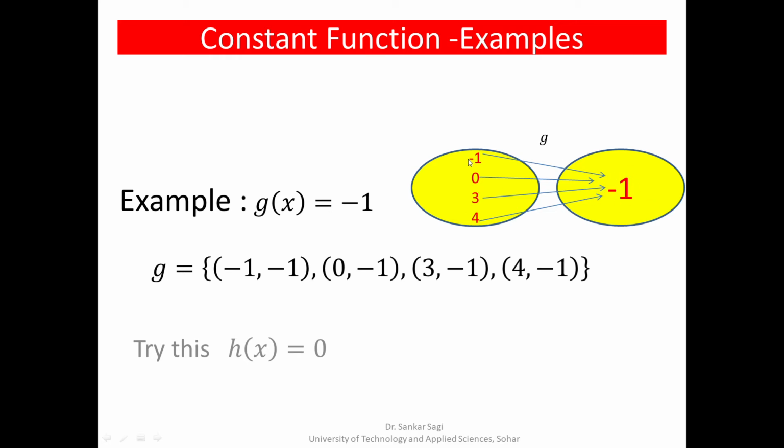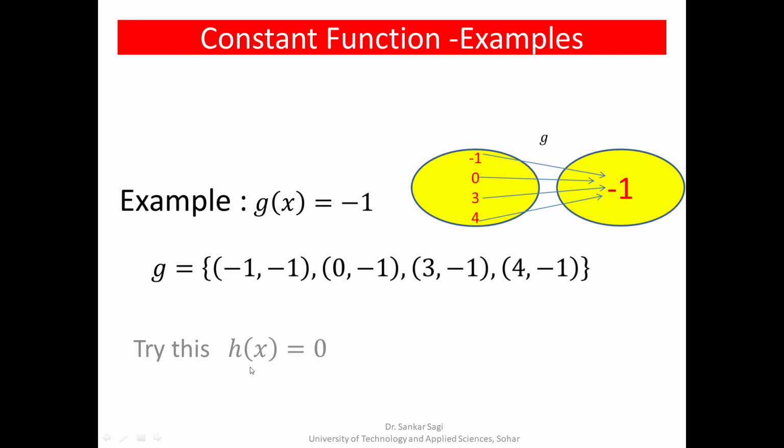So let us take x as minus 1, the image is minus 1. If we take x as 0, again the image is minus 1. If x is 3, the image is minus 1, and if x is 4, the image is minus 1. Therefore this constant function g can be written as the set of ordered pairs (-1,-1), (0,-1), (3,-1), and (4,-1). So all the elements in the domain have a constant image, minus 1.